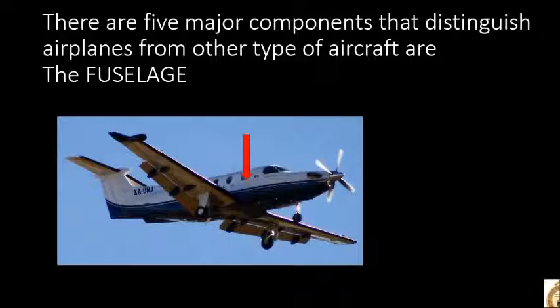Why do we care? What's the difference? Well, we have to be able to distinguish airplanes from other types of aircraft. And to jump right in, the fuselage is the main part of the airplane. We have our occupants, our pilot, aircrew, cockpit, people, cargo. So the fuselage is a major part of the puzzle.